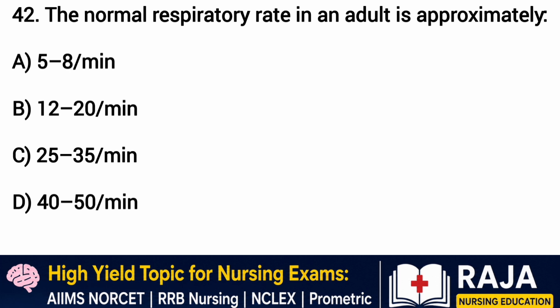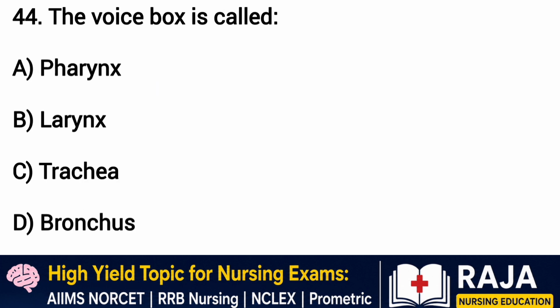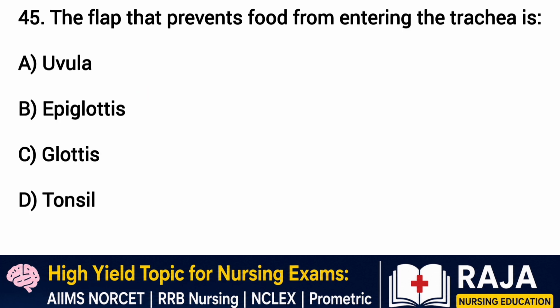The normal respiratory rate in an adult is approximately? The answer is B. 12 to 20 per minute. The windpipe is called? The answer is B. Trachea. The voice box is called? Answer is B. Larynx. The flap that prevents food from entering the trachea is? Epiglottis.